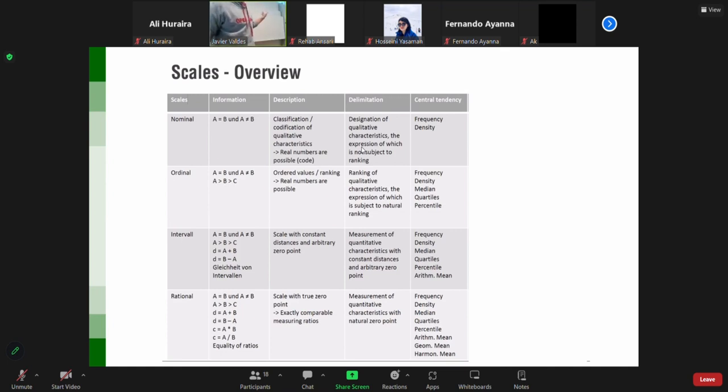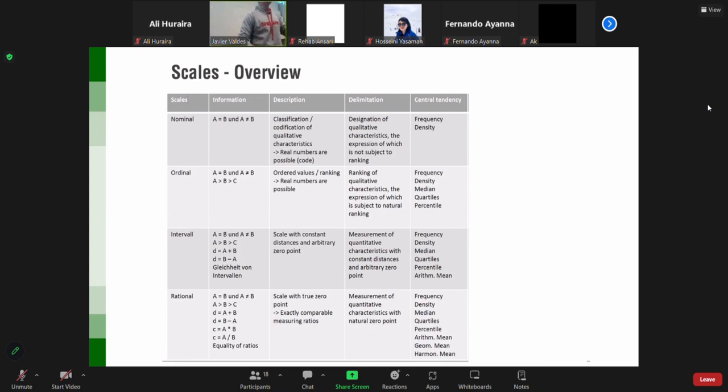Is this clear to everyone? Okay, then we make a break of 5 minutes or 10 minutes, 15 minutes, as you want. 15 minutes, okay? It is just that I want to get home earlier. So 15 minutes is okay.